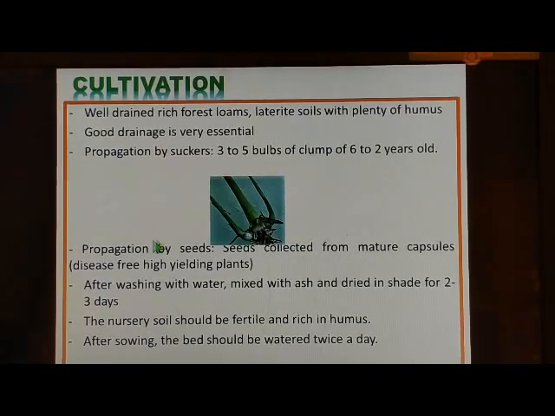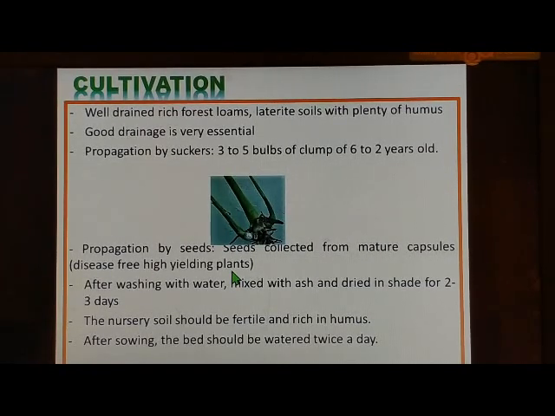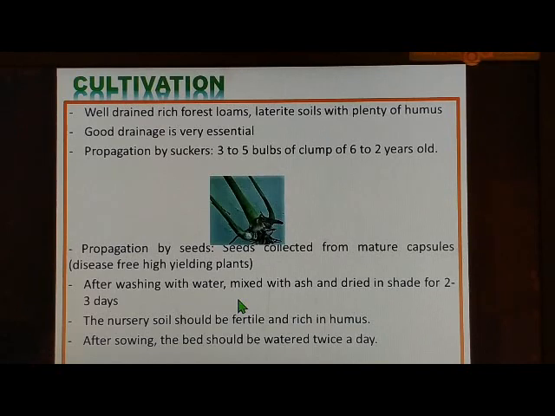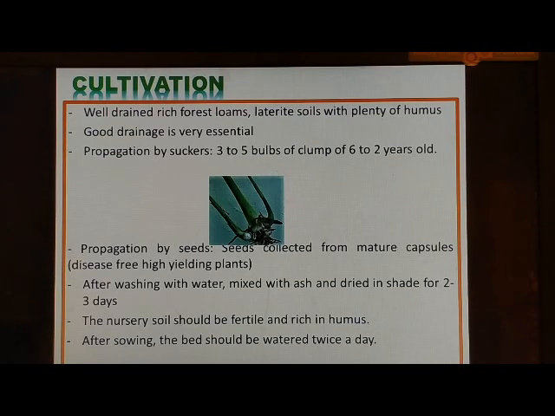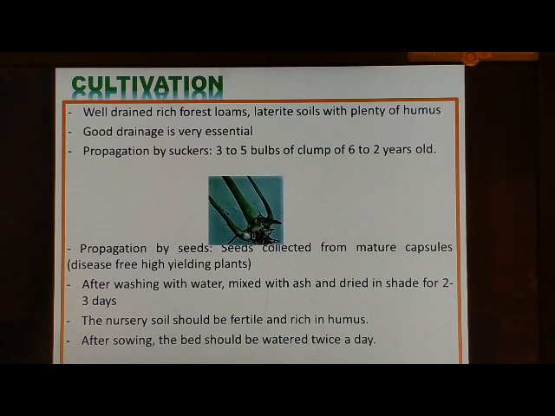Now coming to propagation by seeds. The seeds are collected from the major capsules, preferably from the second or third picking, from disease-free, high yielding plants with compact panicles. After washing with water, the seeds are mixed with ash and dried in the shade for 2 to 3 days. Before sowing, the nursery soil should be fertile and rich in humus, and after sowing, the bed should be watered twice a day.